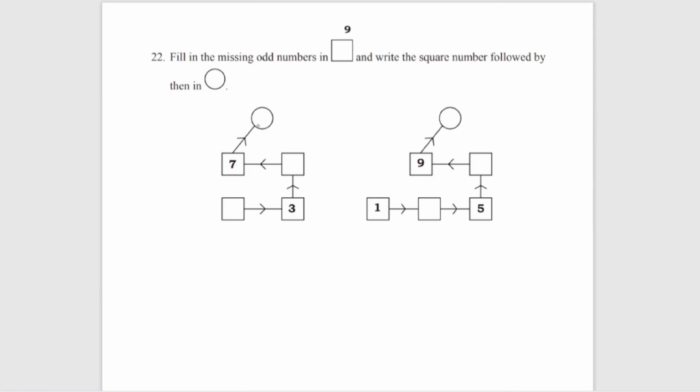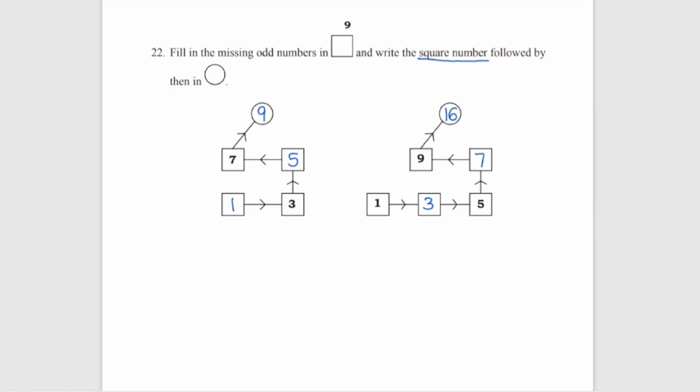The next question: fill in the missing odd number in the square and write the square number followed by it in the circle. In the first figure, the odd numbers are 1, 3, 5, 7, 9. In the second, 1, 3, 5, 7, 9. And after 9, the square number is 16. So, square number followed by it in the square, that means after 9, the square number is 16.